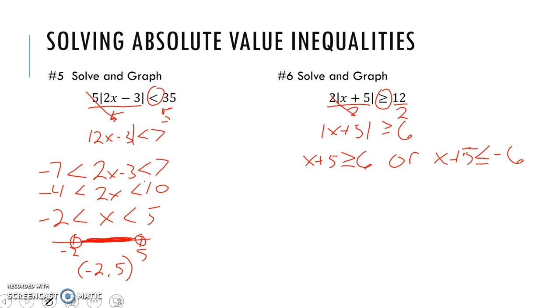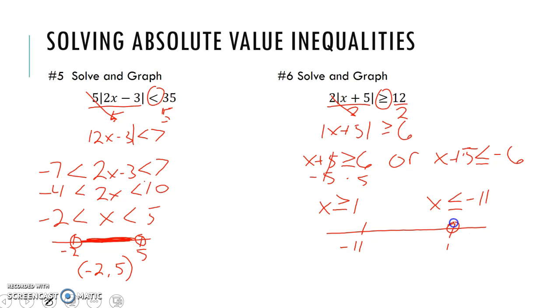If I take a look at the first part and I subtract 5 from both sides, I would have that x is greater than or equal to 1. And then on the right equation, if I subtract 5 from both sides, I would have x is less than or equal to negative 6 minus 5, which is negative 11. So here my graph would look something like this. Here is negative 11, and here's 1.